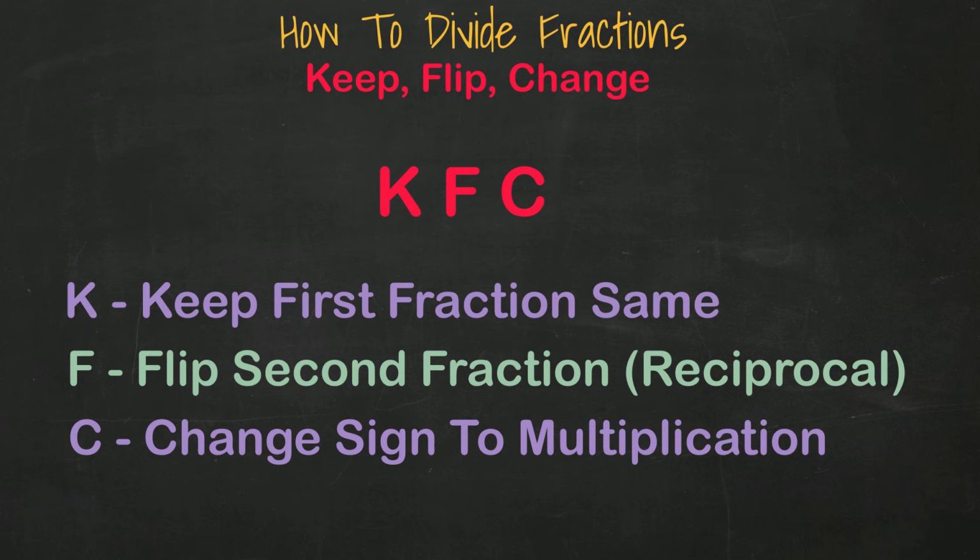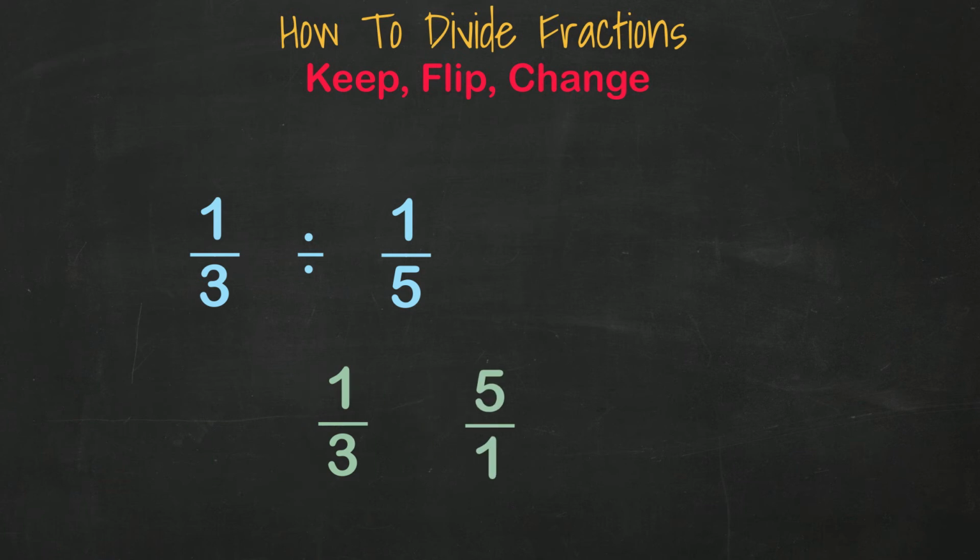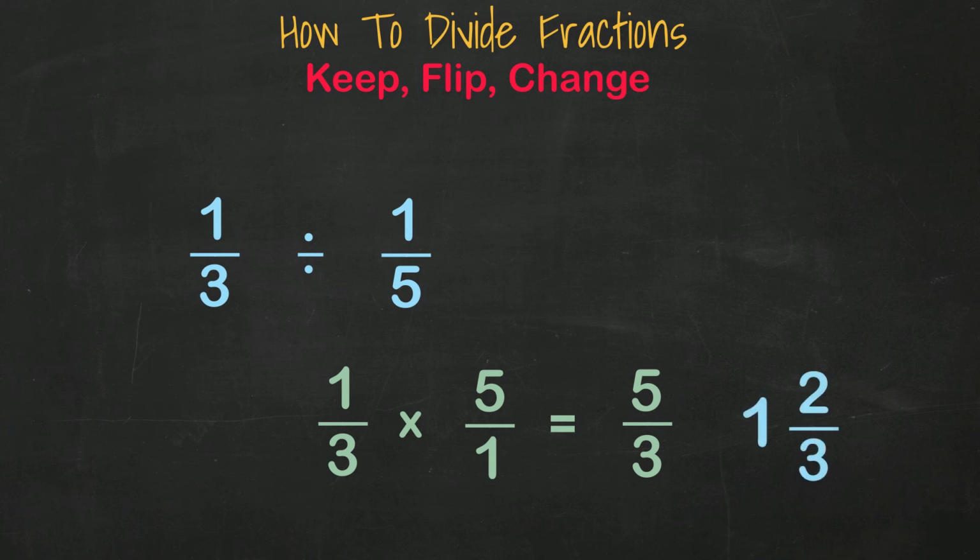Let's walk through one now. Example, what is 1/3 divided by 1/5? Step 1, K. We keep the first fraction and write it the same. Step 2, F. We flip the second fraction to be its reciprocal, which now becomes 5 over 1. Step 3, C. We change the sign from division to multiplication. Now that we've done that, we can multiply across. 1 times 5 is 5, 3 times 1 is 3. The answer is 5/3, or you can put it into a mixed number form as 1 2/3.